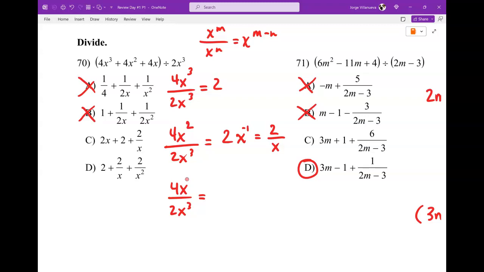All right, next one. 4 over 2, 2. X to the first minus x to the third is x to the -2, which makes it 2 over x squared. So which one is my answer? That's D. All right, and we'll save 72 for tomorrow.